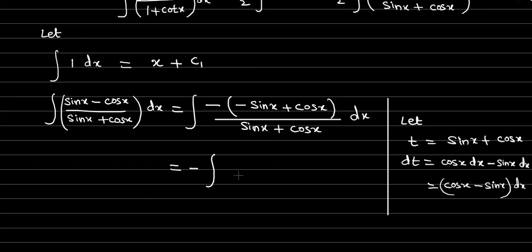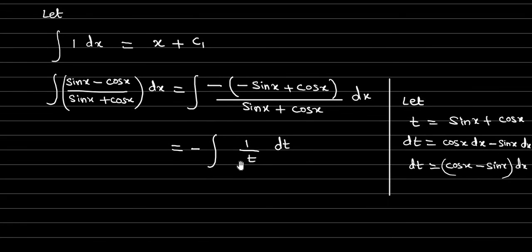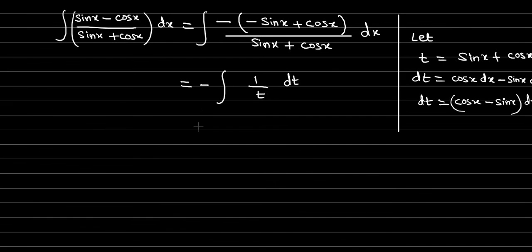So now we can substitute here. Cos x minus sin x dx is dt, and sin x plus cos x is t. So 1 by t. Now we got it in the standard form. Integral 1 by x dx is log modulus of x. So log modulus of t plus c. What is the t that we considered? Sin x plus cos x. So we need to substitute t as sin x plus cos x.